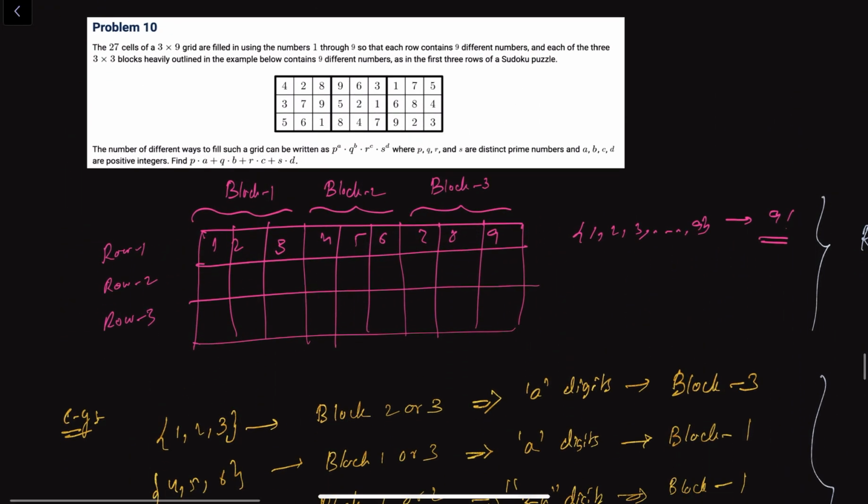So basically we are arranging the permutations of different rows, finding the different digit assignments, and then arranging rows 2 and 3 inside the blocks. So the answer for this question would be 81.